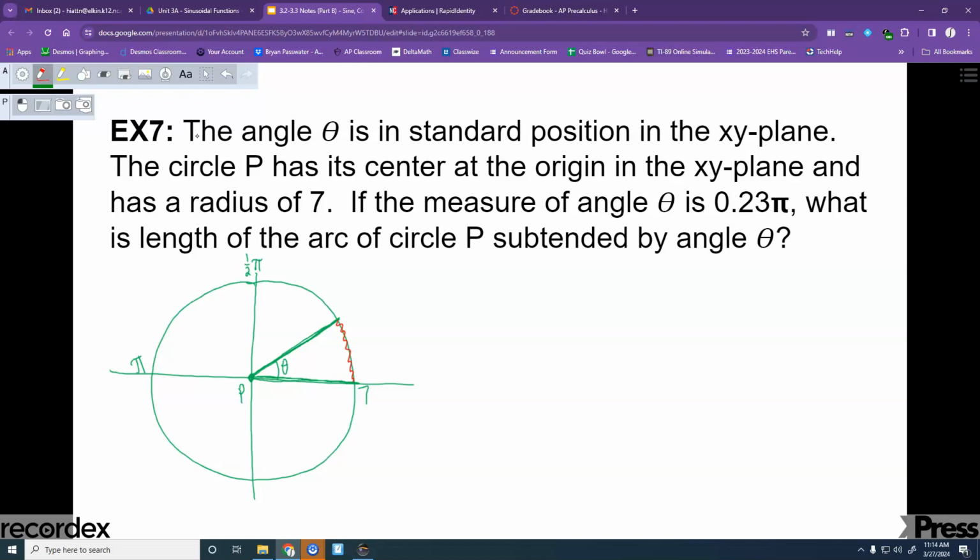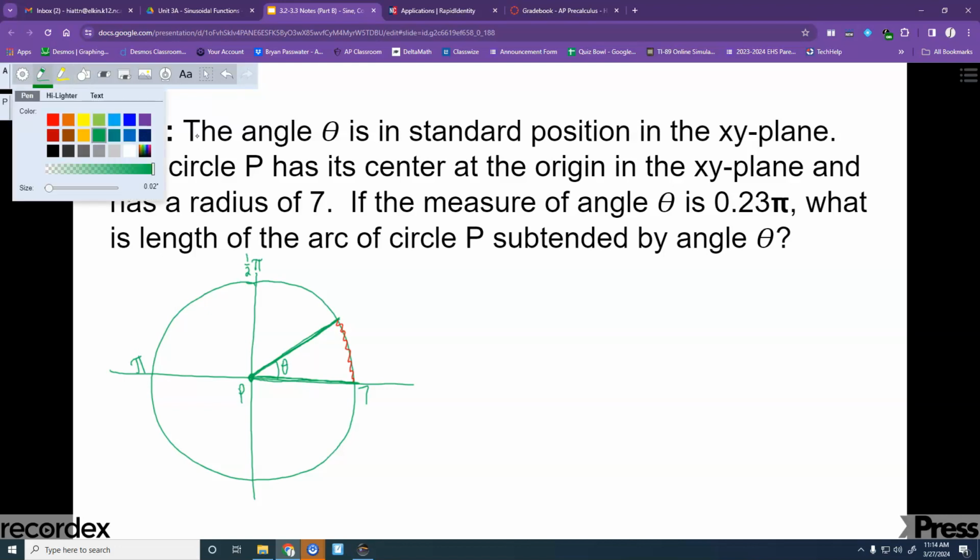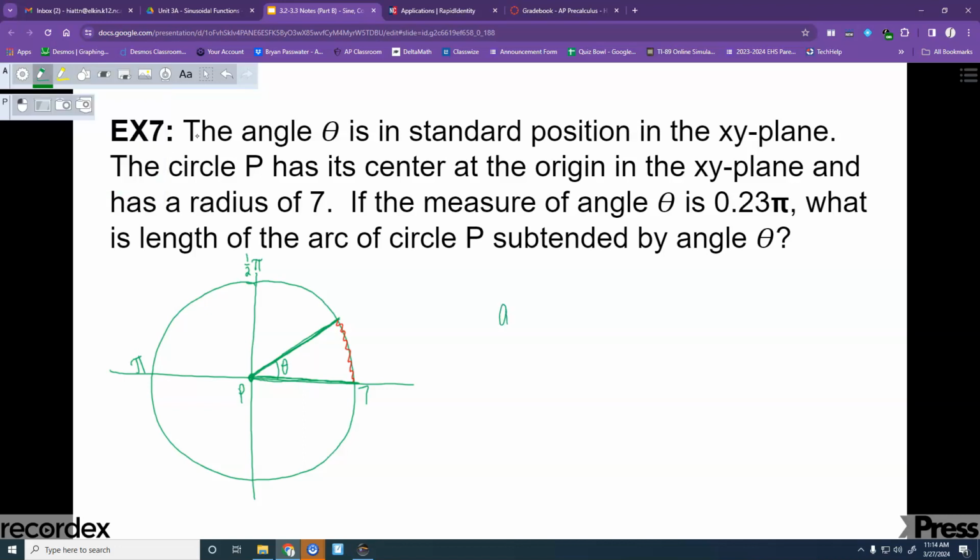So honestly, I still use the long formula for this. If I'm doing arc length, I think of it as a fraction of the circumference. So I do it this way. I do my angle, which is 0.23 pi, out of the whole circle, which is 2 pi, times the circumference, which is 2 pi times the radius. But as we just saw, the 2 pi's can cancel, right? Actually, let's plug in my radius. What is the radius? 7.